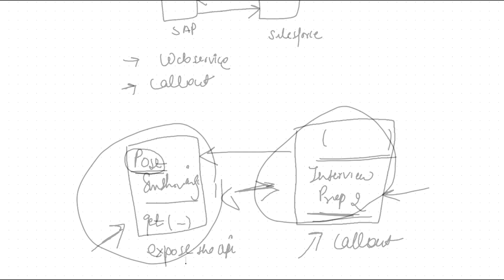So we will create a web service class. We will create a get method, and then we will create an endpoint. We'll give them the endpoint along with other security details. They will be able to do the callout whenever they want to do the callout. Okay.